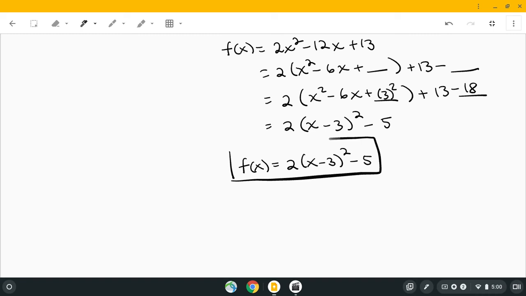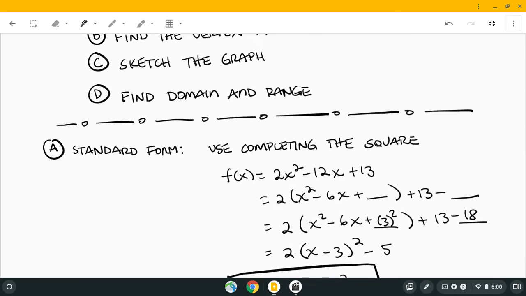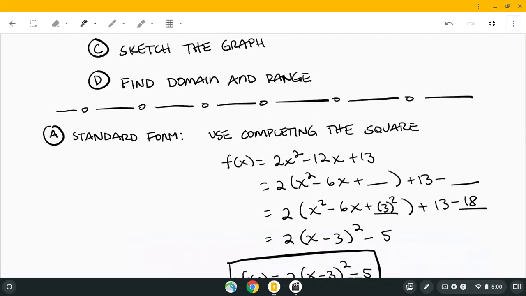And now that it is in standard form, I can do part B. What does part B ask for? Find the vertex and intercepts.